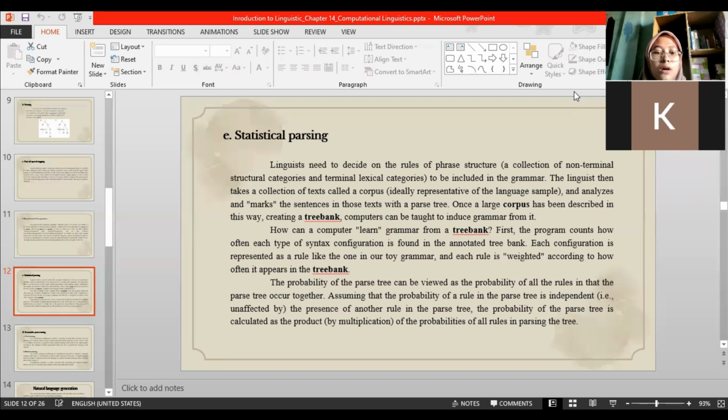First, the program counts how often each type of syntactic configuration is found in the annotated tree bank. Each configuration is represented as a rule like the ones in our grammar, and each rule is weighted according to how often it appears in the tree bank. The probability of the parse tree can be viewed as the probability of all the rules in the parse tree occurring together, assuming that the probability of a rule in the parse tree is independent of the presence of another rule in the parse tree. The probability of the parse tree is calculated as the product of the probabilities of all rules in the parse tree.